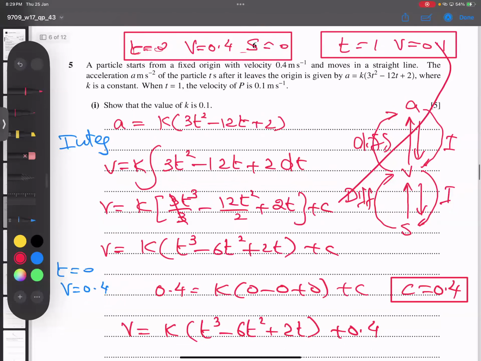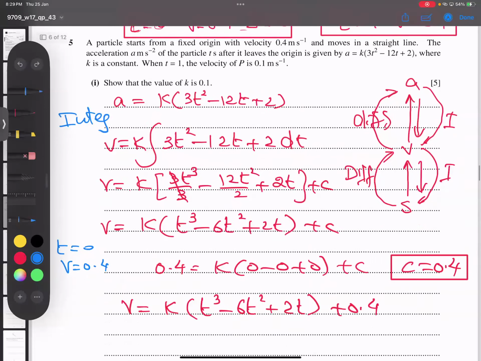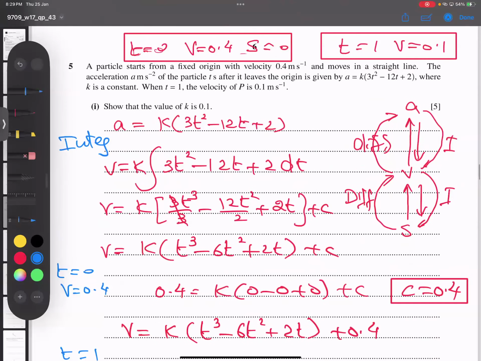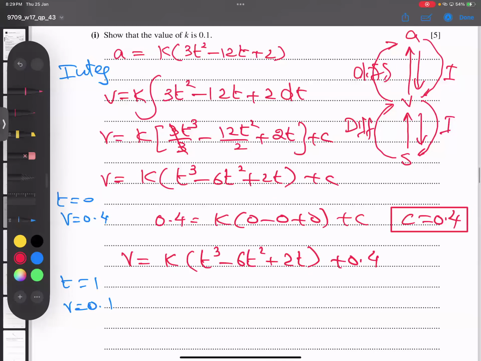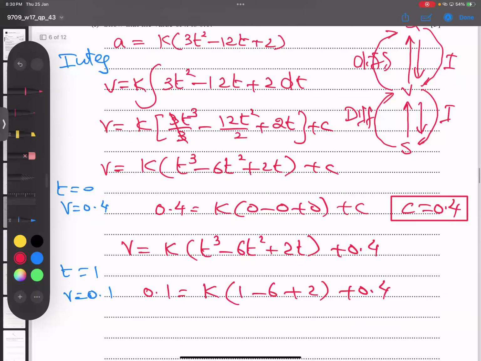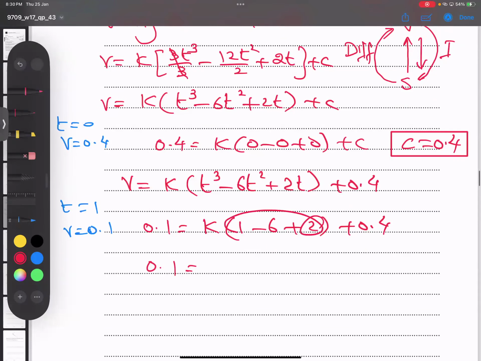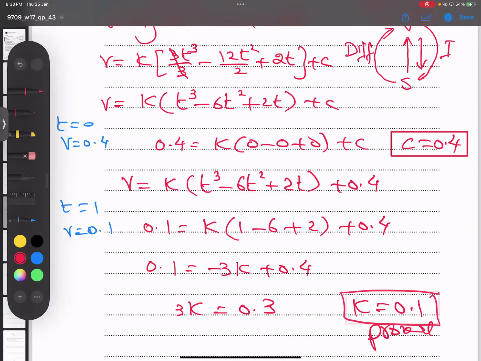Now, I did not utilize the second condition. What is condition number 2? t = 1 and velocity is 0.1. So velocity 0.1 coming here, k as it is, and t value 1 in every place. It's nothing hard. Finally, I get 0.1 equals negative 3k plus 0.4. 3k goes to this side, the 0.1 goes to the other side, and 3k equals 0.3, divide by 3. Proved: k is 0.1.